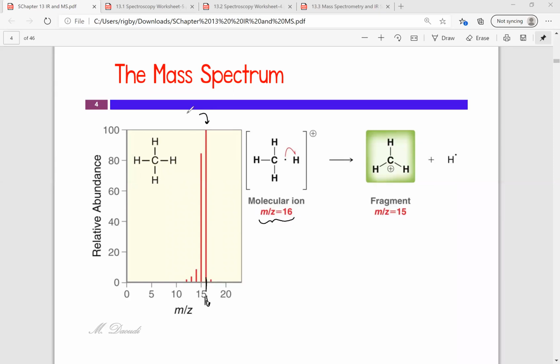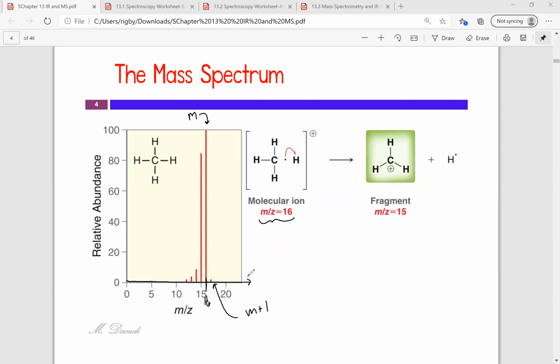And then, let me label this. We can see that there is a peak right here at M+1. This is called the M+1 peak, and it is the total mass of the molecular ion plus 1. That will be plotted on this x-axis here. Okay, this x-axis is the m/z. Basically, it's telling us our mass.